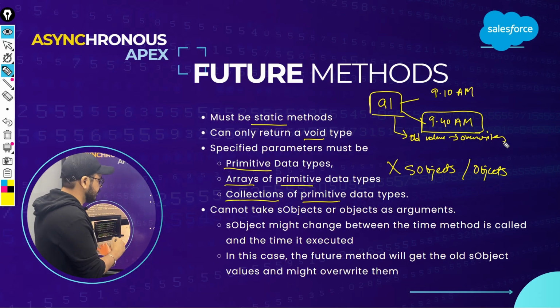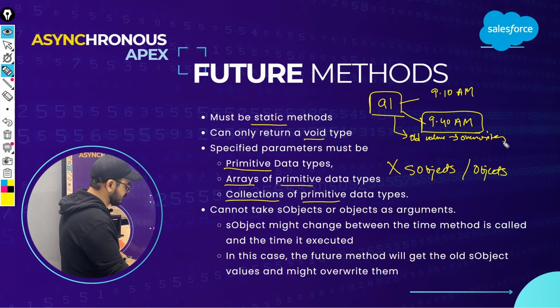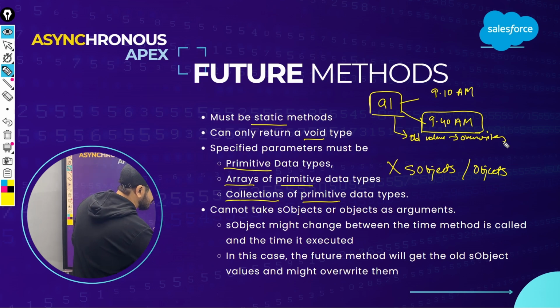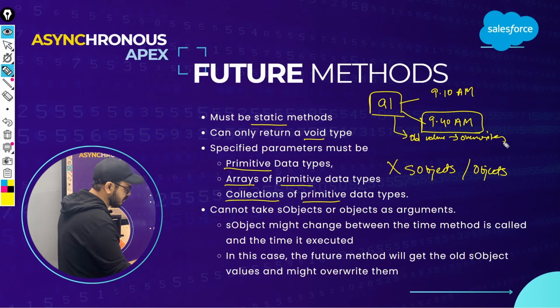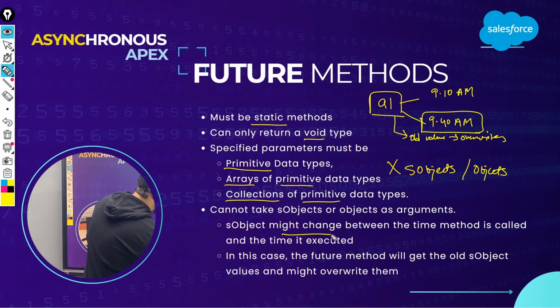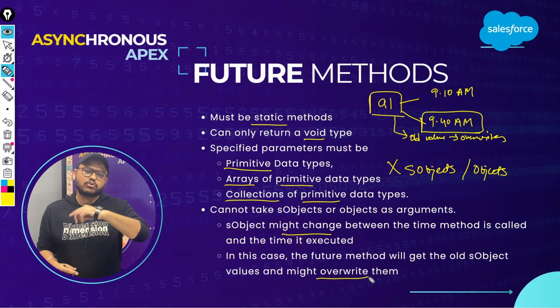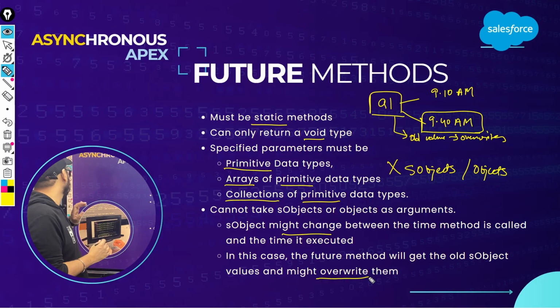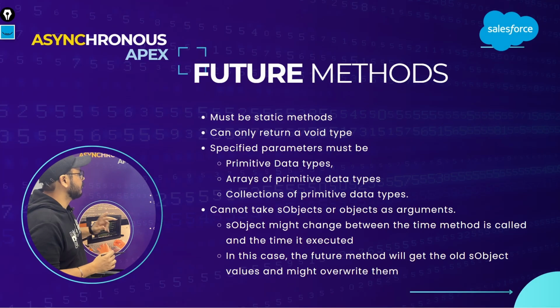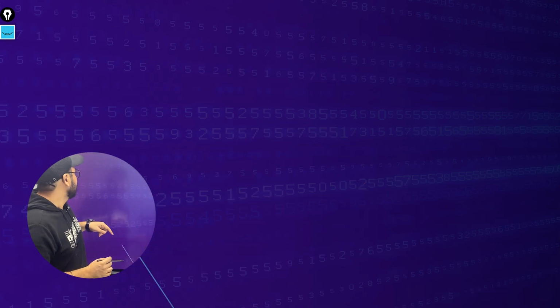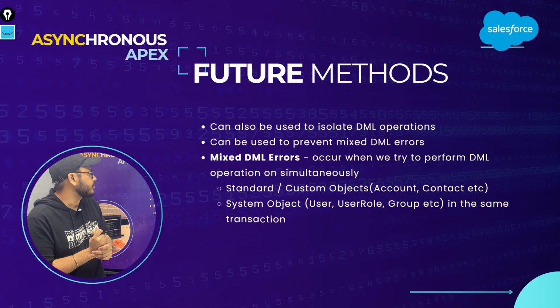Okay, and that's what we just discussed, that it cannot take sObject or objects as arguments for these two reasons, because the values might change between the time the method was called and the time when it was executed, and if that happens, it is going to override the new value with the old value which it had taken when the method was called.